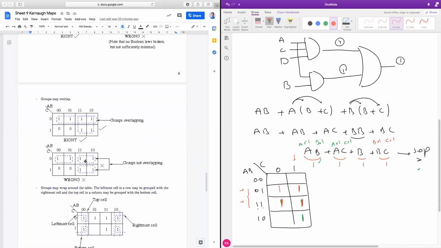So as you see here, look, you can create groups of 4 here. You can group of 4 and you can overlap them. So this grouping is wrong. This is the right way.